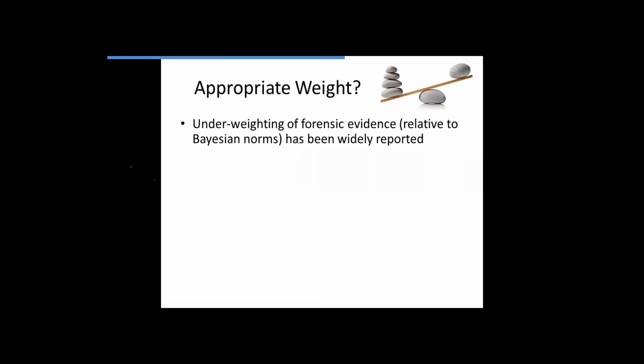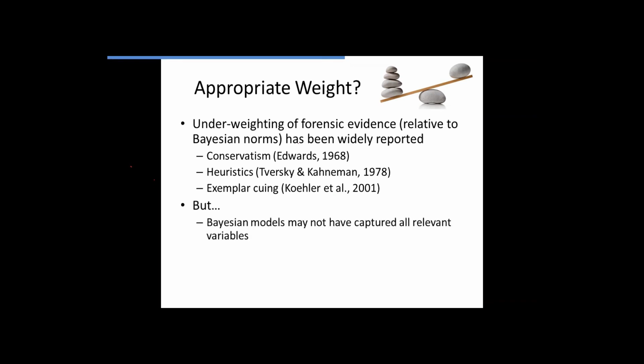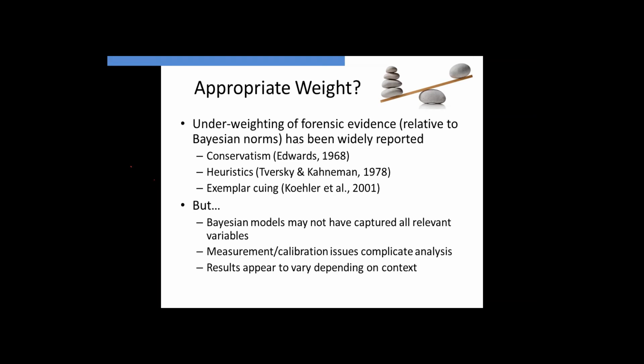Whether people give the appropriate weight to evidence, there is a lot of evidence in the literature that people underweight forensic evidence relative to Bayesian norms for various reasons. But it appears not always to be the case. It's complicated to analyze this. It appears to depend on context, and there's at least some evidence that people can overweight forensic science evidence relative to Bayesian norms under some circumstances. And so, again, appropriate weight is another thing that needs to be examined.